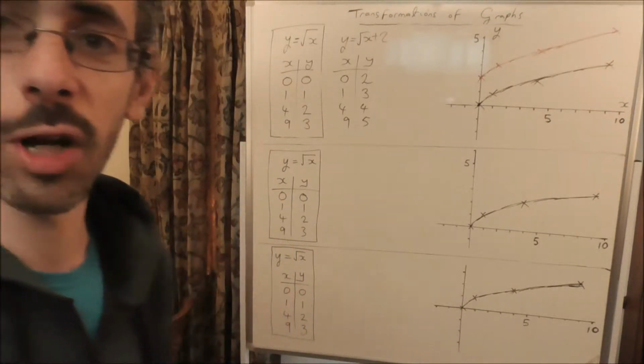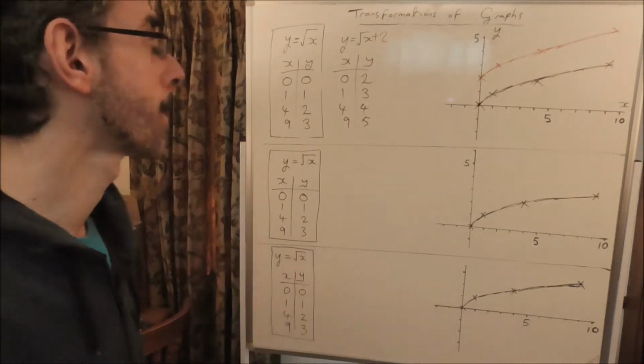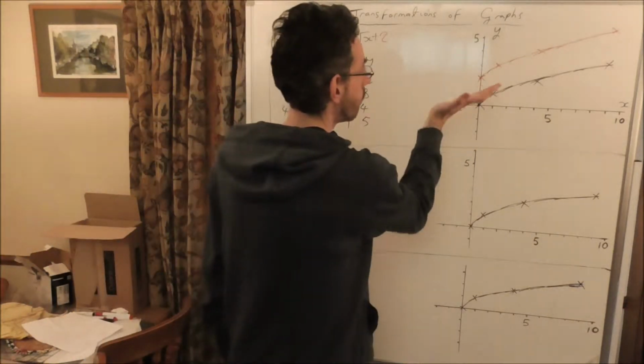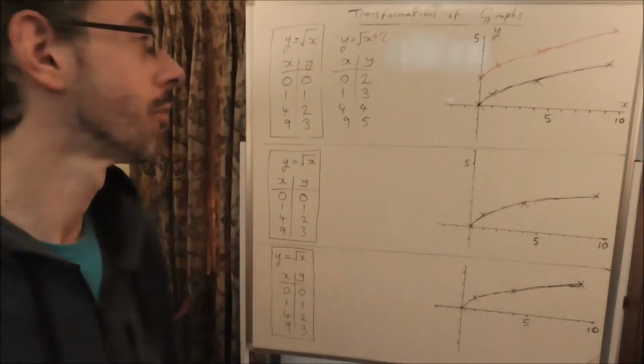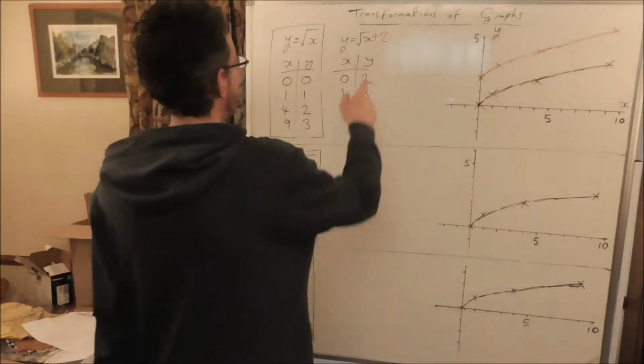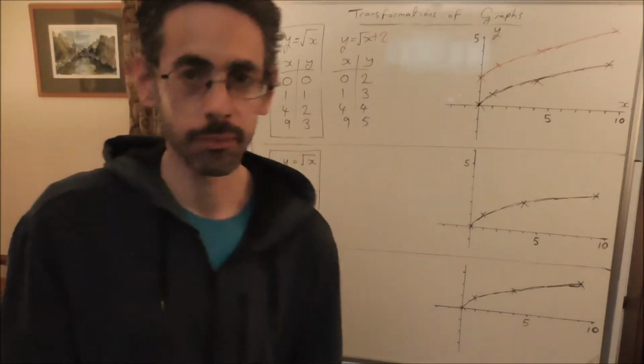So we say the graph has been translated up. A translation is just a movement in a straight line. So the graph has been translated 2 places up, basically. And that's what sticking a plus 2 on the end does. So if you add something to the whole expression, it just moves the graph up, basically.